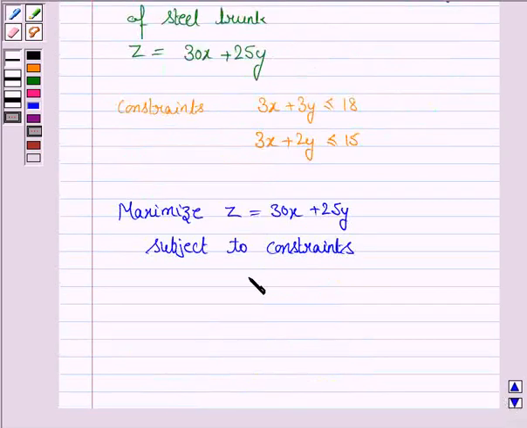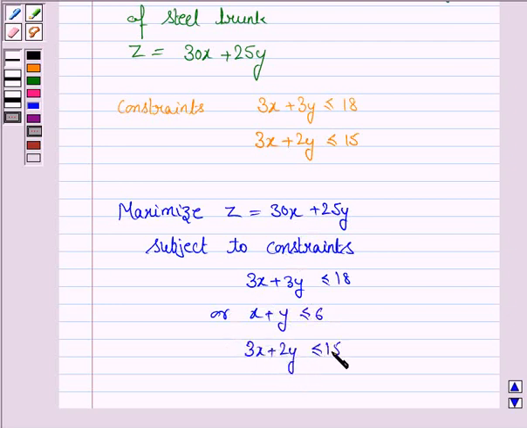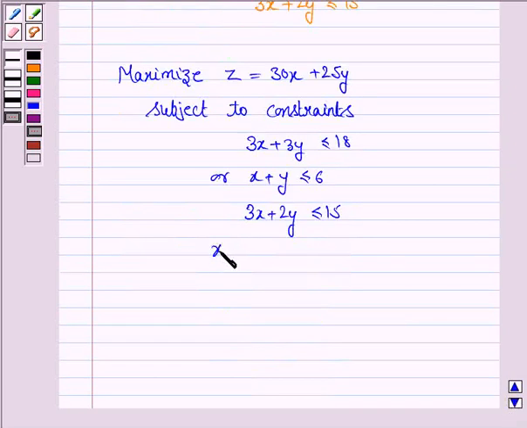3x plus 3y less than or equal to 18, or this can be written as x plus y less than or equal to 6, and the second constraint is 3x plus 2y less than or equal to 15, and also x and y greater than or equal to 0. Now we'll draw the lines corresponding to the equation of the constraint. So the equation of the line will be x plus y is equal to 6, and the second one will be 3x plus 2y is equal to 15.